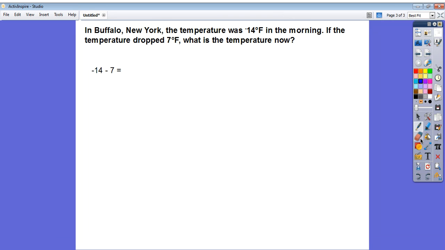When I subtract, I want to use keep, change, change. So keep negative 14, change subtract to add, and change the sign of the second one from positive to negative. Negative 14 plus negative 7. The signs are the same, so you add and keep the sign, which makes this negative 21 degrees.